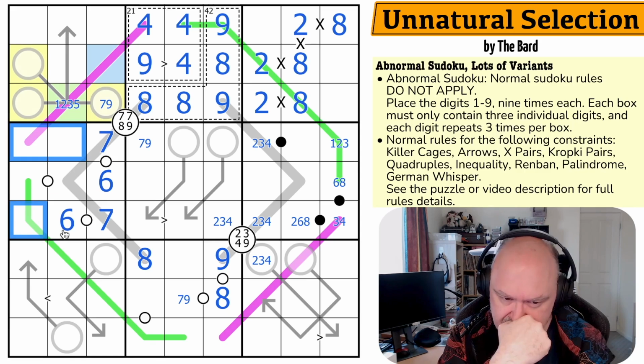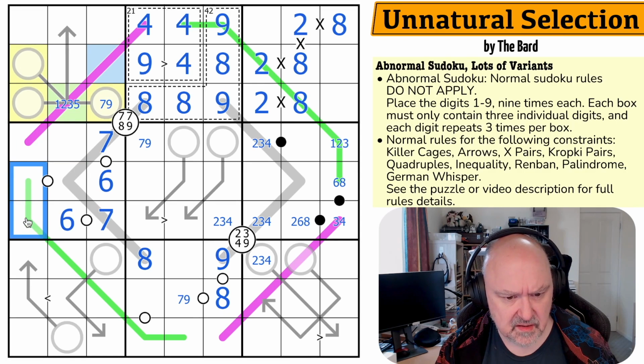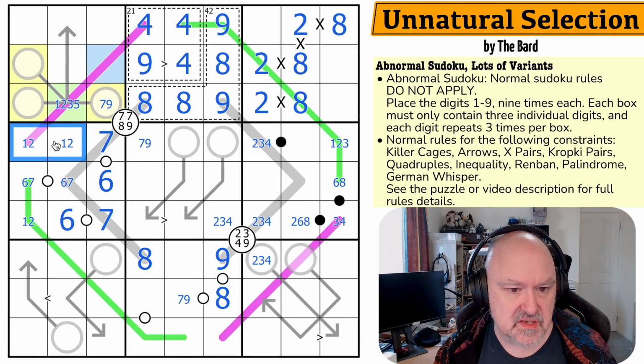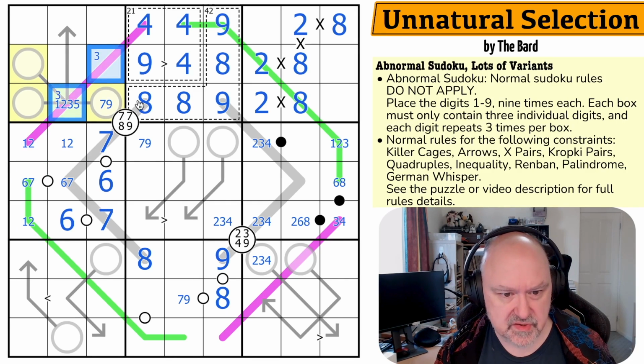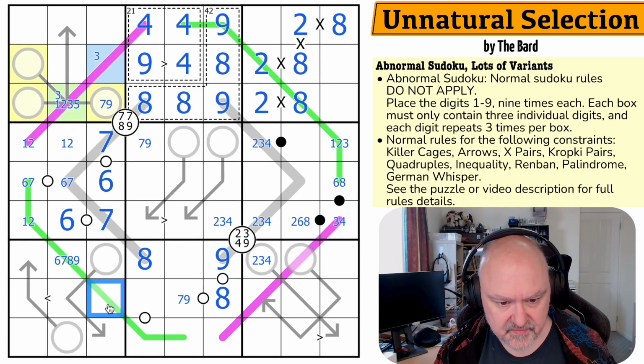Blast. But there must be at least a 5 difference here. So one of these digits has to be 1, 2, 3, 4. This is a 6, 7. So this is 1 or 2, and these are all 1 or 2. That's brilliant. So there must be a 3 in one of those. That's brilliant. This is now 6, 7, 8, 9. This is 1, 2, 3, 4. This is 6, 7, 8, 9. And this is 1, 2, 3, 4.